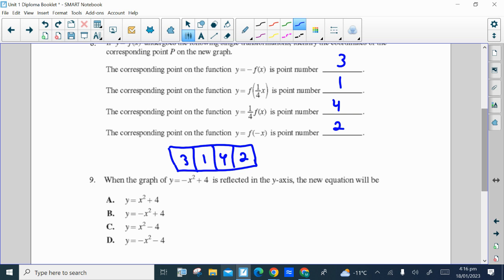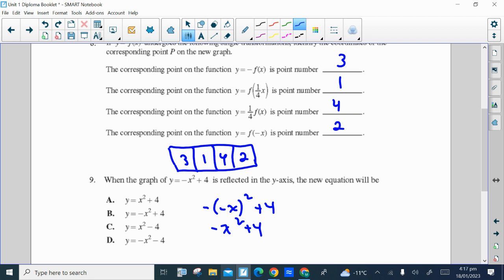When the graph of y equals negative x squared plus 4 is reflected in the y-axis, what is the new equation? Okay, to get a reflection in the y-axis, you're going to replace x with negative x. And because the x is squared, the negative x will be squared as well. And when you square negative x, it becomes positive x squared, but the negative sign in front keeps the negative there. So it turns out that it's the exact same equation.